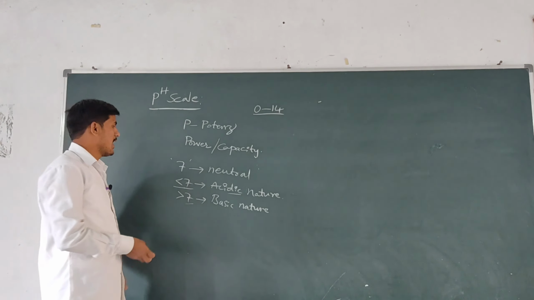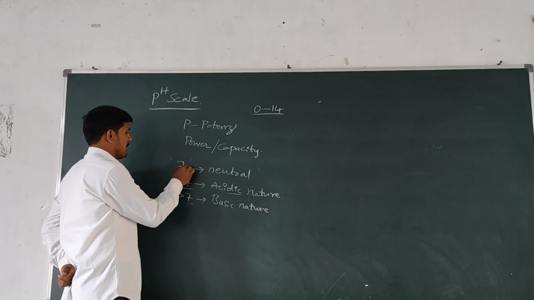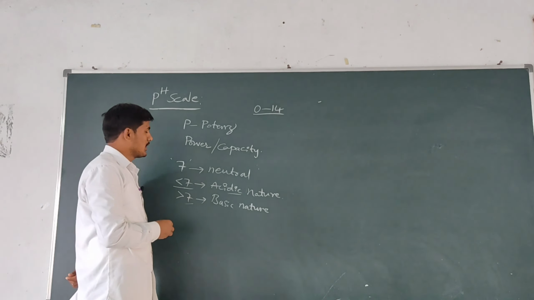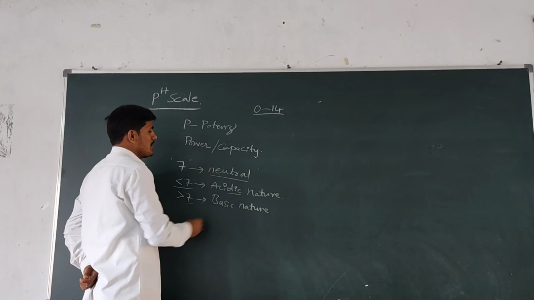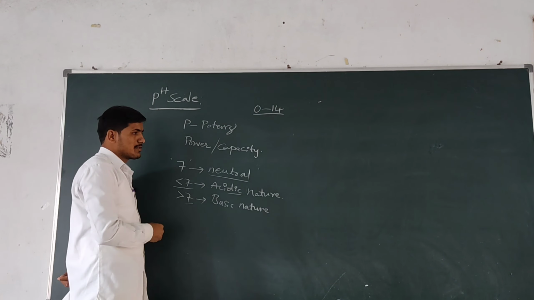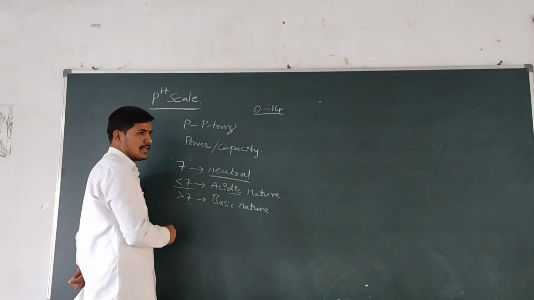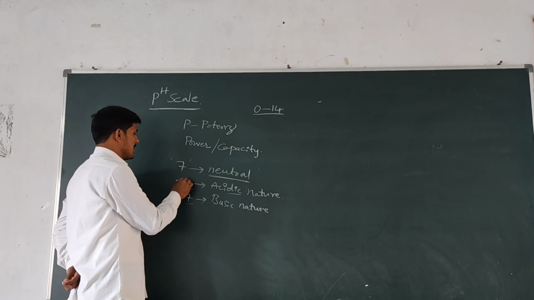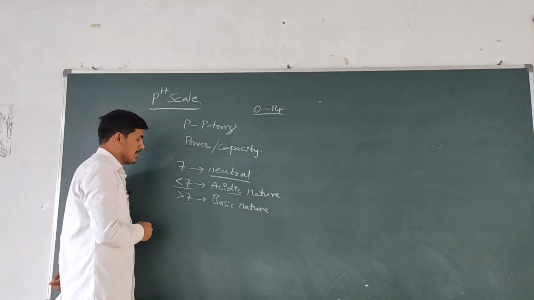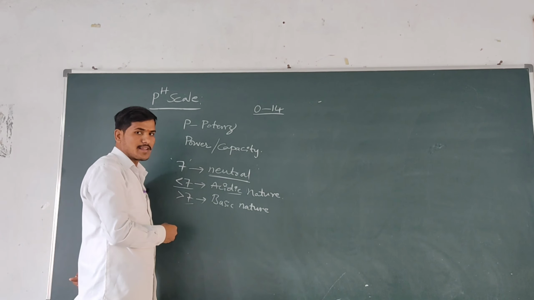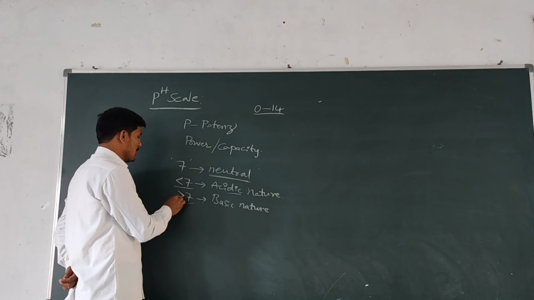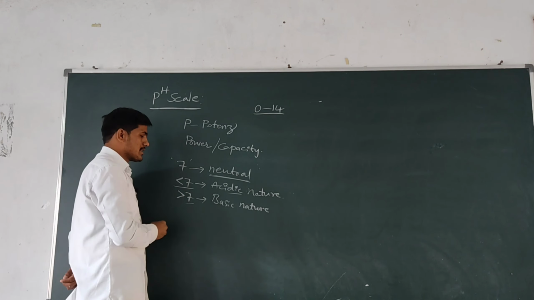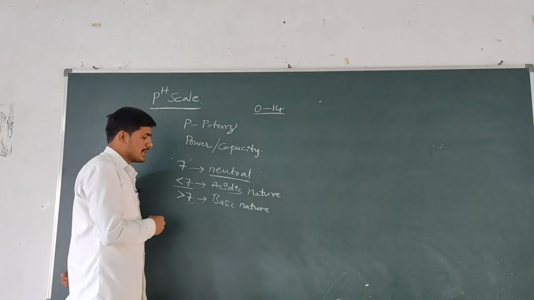When a solution has a pH value of 7 on the pH scale, it indicates that the solution or substance is neutral. There is no acidic or basic nature. When the value is less than 7, the solution has acidic nature. When the value is greater than 7 on the pH scale, it indicates the basic nature.